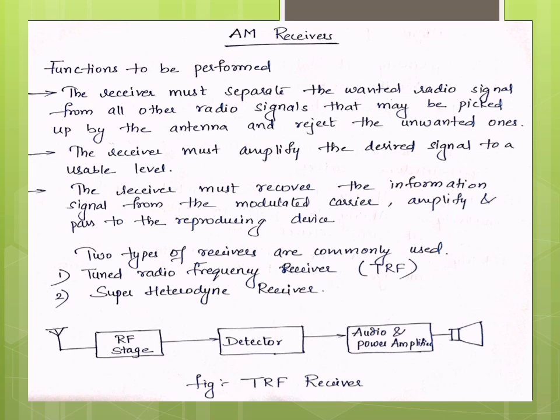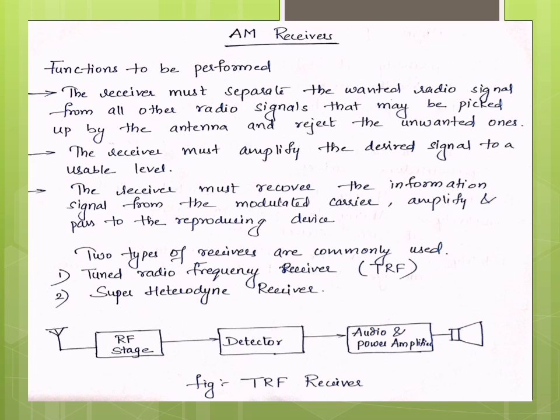Now, the AM receivers are classified as, first, the tuned radio frequency receiver, called TRF. Second one is the super heterodyne receiver. So this is a simple block diagram of the TRF receiver. In this you can see that first we have an antenna, then an RF stage, detector, audio and power amplifier, then loudspeaker.